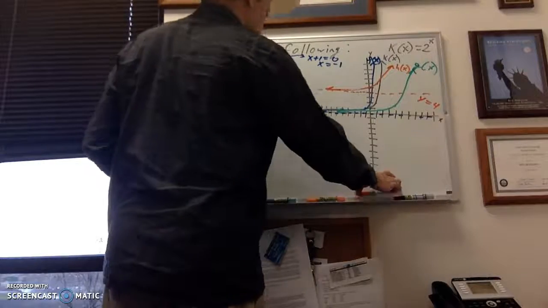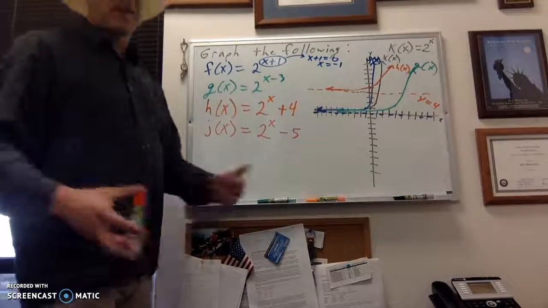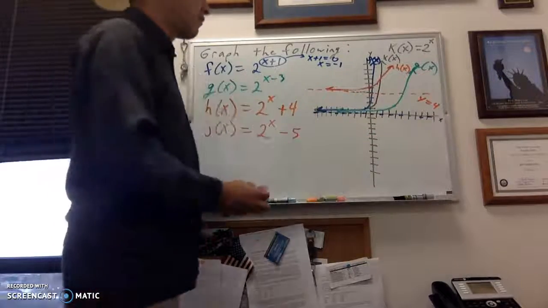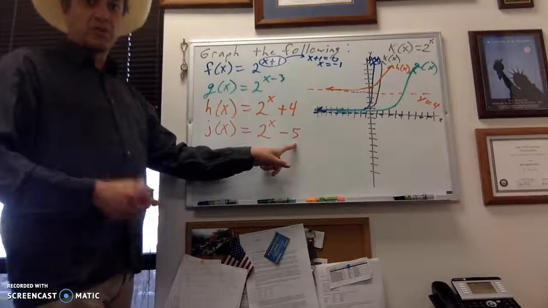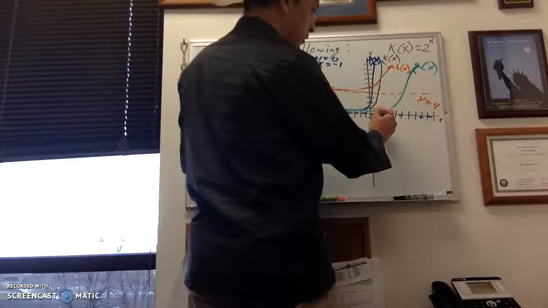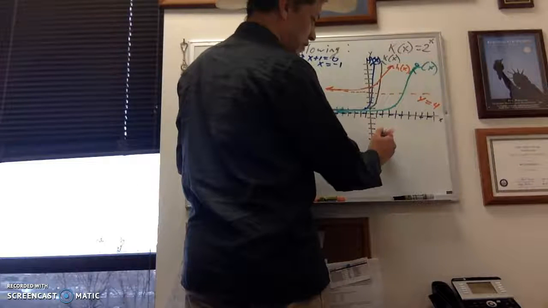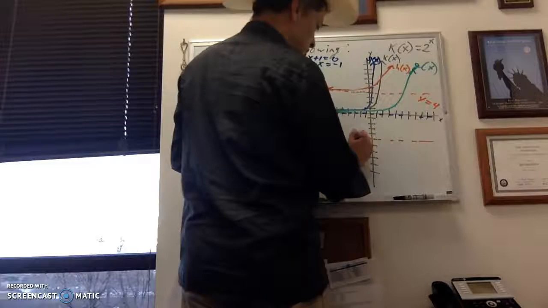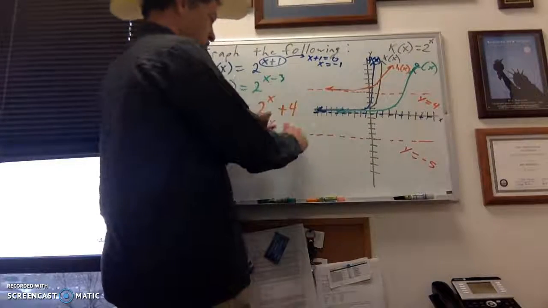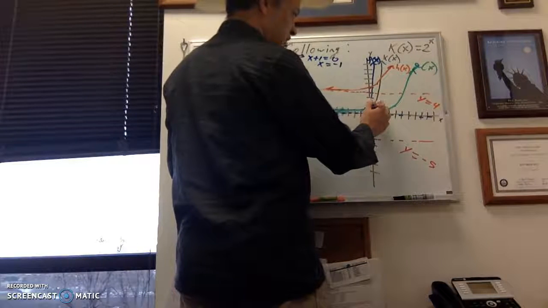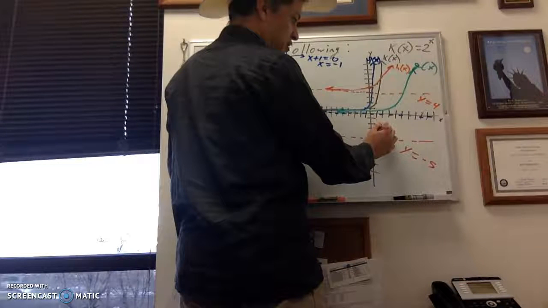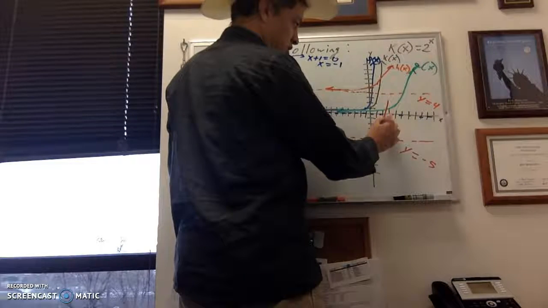Now let me do the j of x here. 2 to the x minus 5, guess where this one's going to go? Yeah, it's going to take the black curve and drop it down 5 units. And what's your asymptote called? y equals negative 5. If you said that, you are correct. 2, 3, 4, 5. So here's my new asymptote, y equals negative 5. So this guy here drops all the way down 5 units to here. This guy drops down 5 units to here. And there's your curve.